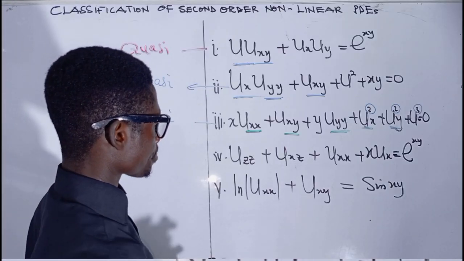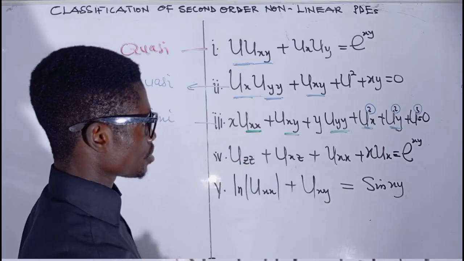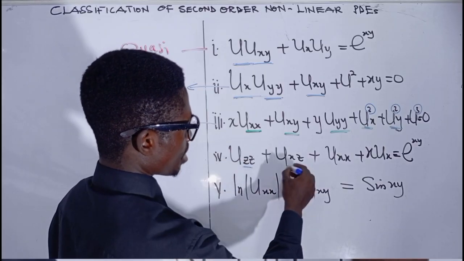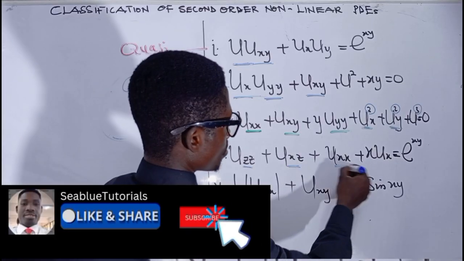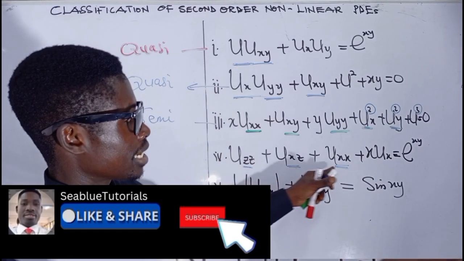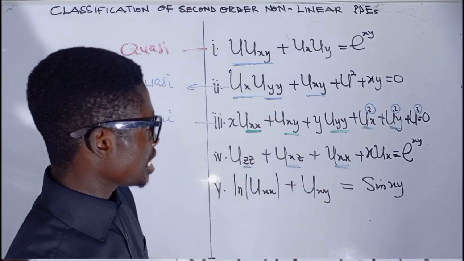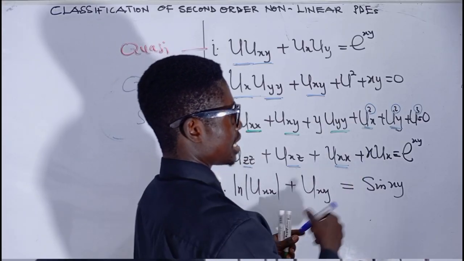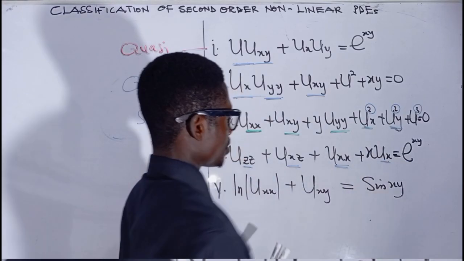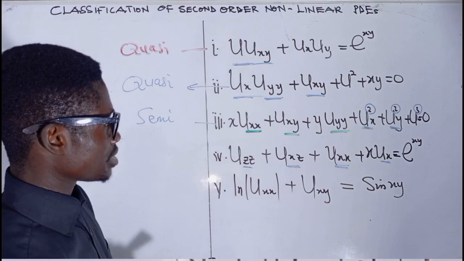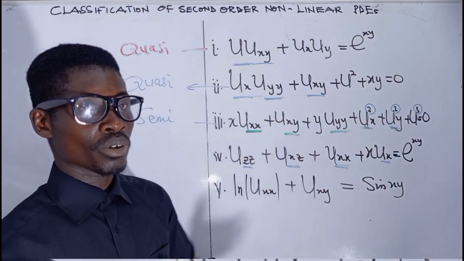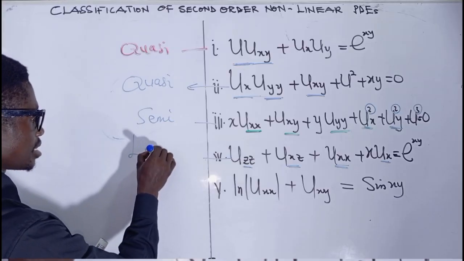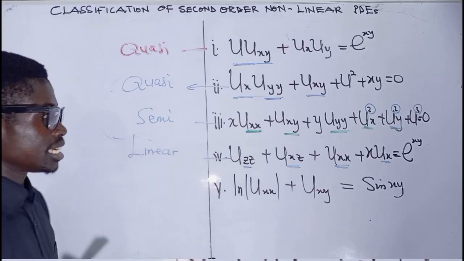Now let's look at the fourth one. For the fourth one, we have our highest derivatives uxx, uxy, and uyy. We can see that all of them are linear. If they are linear, then we move on to the lower order derivatives. So we have ux, it is also linear. So it means that it is linear with respect to the higher derivatives and then the lower order derivatives. And so this becomes a linear PDE.